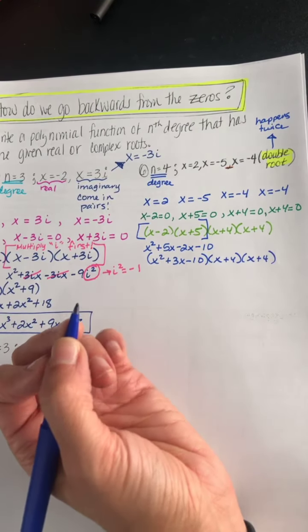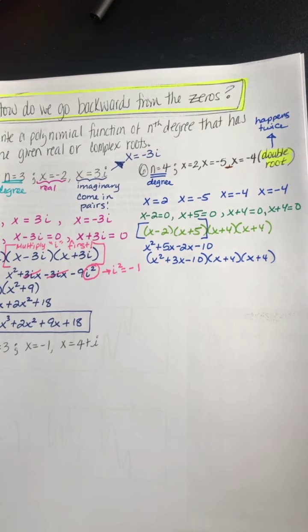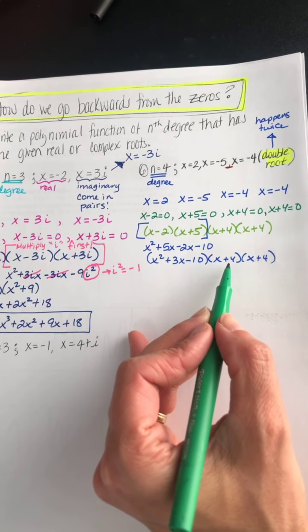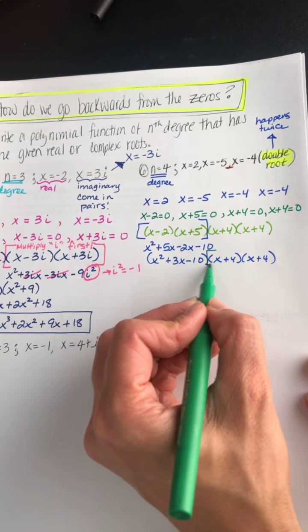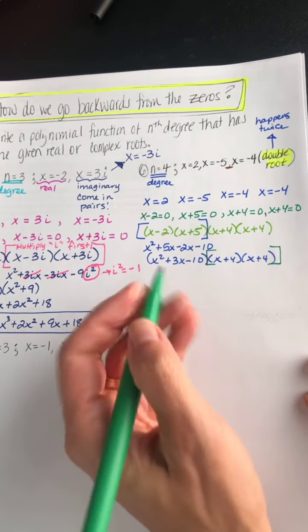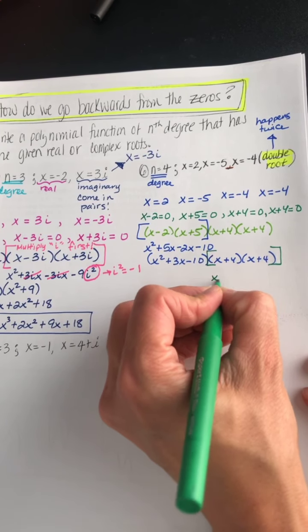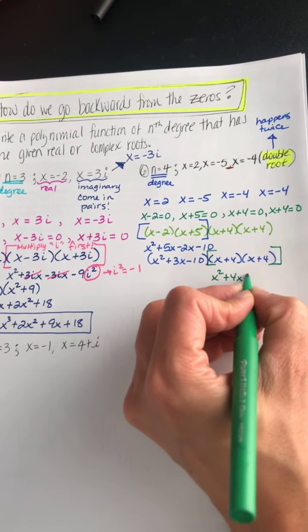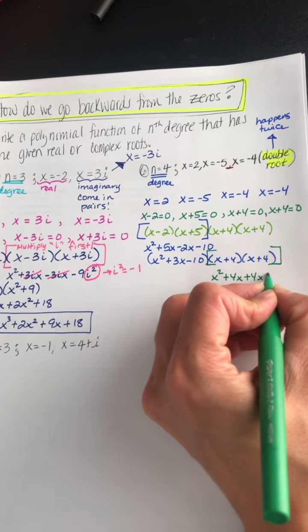Okay. Now, I want to choose the next two to multiply together, and I am going to be strategic. I could multiply this trinomial times the binomial, but I kind of want to just multiply these two together. So let's do that. So x times x is x squared. X times 4 is 4x. 4 times x is 4x. 4 times 4 is 16.